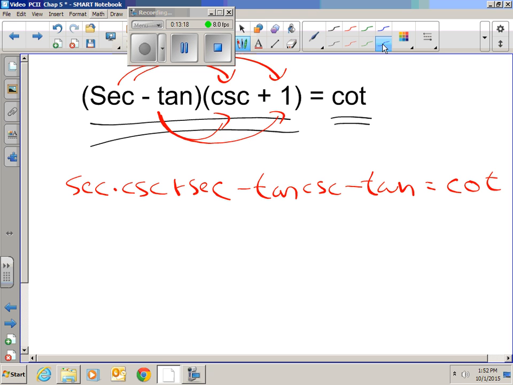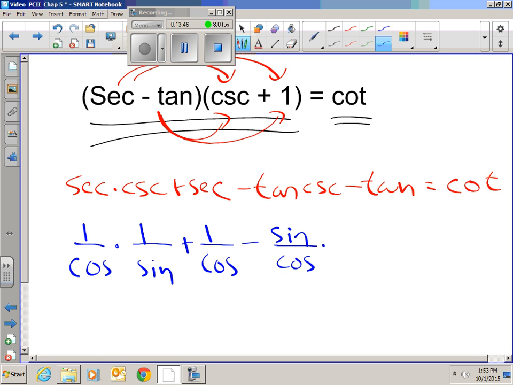Let's see. Okay, I'm going to take my secant and my cosecant and my secant and my tan and everything else. I'm going to write these in terms of sine and cosine. Secant is 1 over cosine. Cosecant is 1 over sine, plus 1 over cosine minus tan, of course, is sine over cosine times cosecant, which is 1 over sine, minus tan, which is sine over cosine, is equal to cotan, which is cosine over sine. Now, let's do some looking and see what I got.